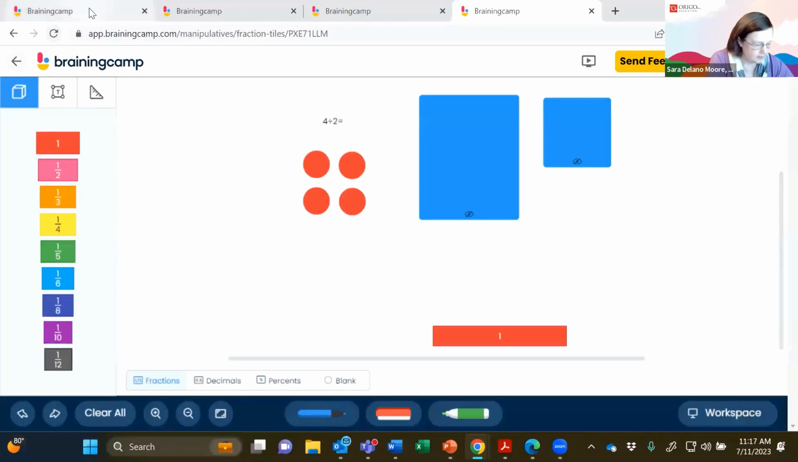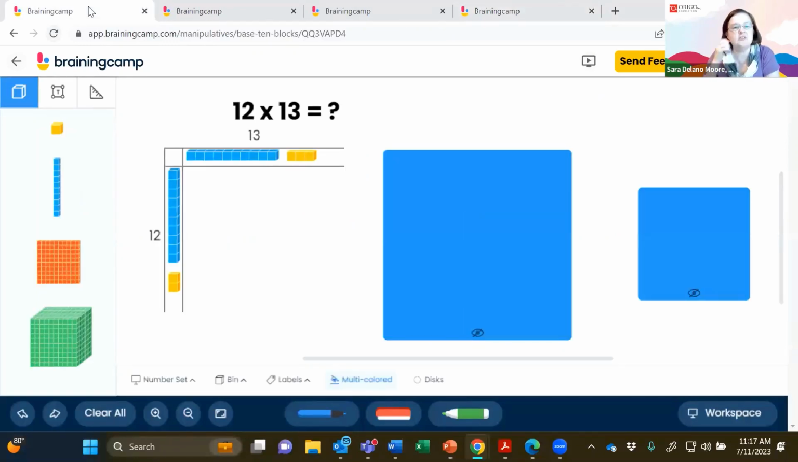So let me go back to here, because that's the first one. So Mark just popped the code in for this. If you enter that on your screen, you should end up with the same thing I'm showing. And I've got virtual base 10 blocks set up here to multiply 12 by 13.